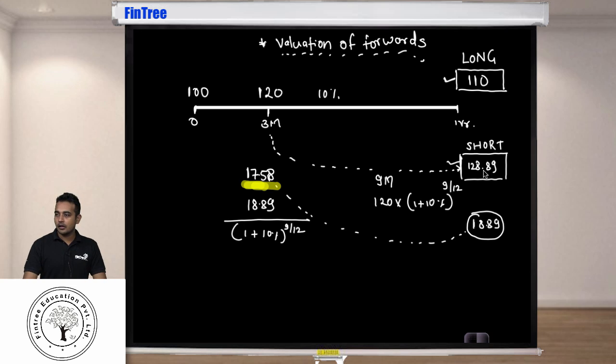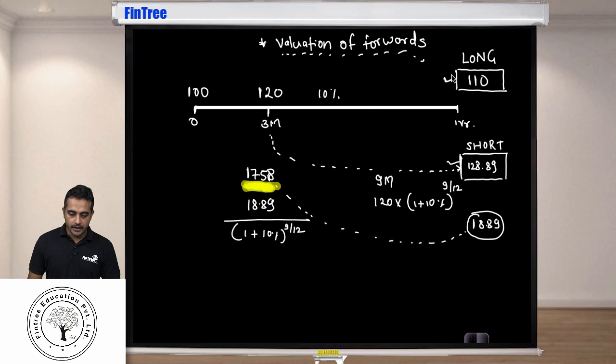Your current quote is 128.89. I already have long on 110. I am anyways going to make profit of 18.89. So the present value is 17.58. This is what you should pay me. And of course the dealer will have no motivation to pay him more than that. Correct? So theoretic valuation, ignoring transaction cost and all other elements, the theoretical valuation of this forward would come out to be 17.58. So there are 3 ways in which you can solve this question. One more way.